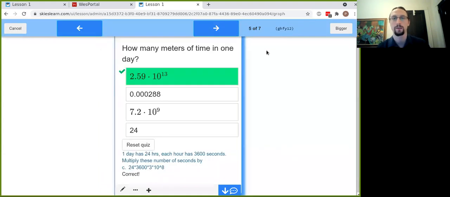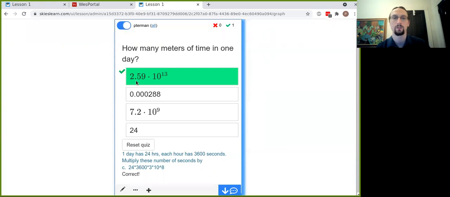All right, and the correct answer is the first choice, 2.59 times 10 to the 13th. You just take one day, which has 24 hours, with each hour having 3,600 seconds. So you multiply the number of seconds by c, and you get that as the result.